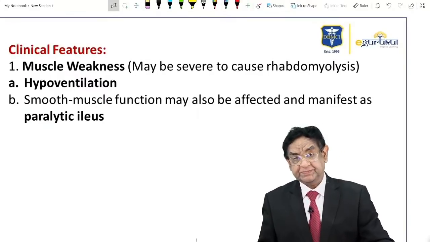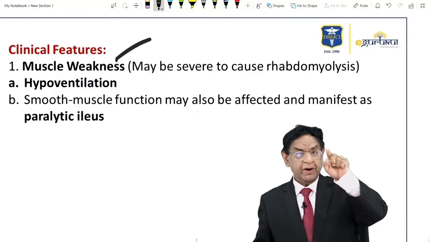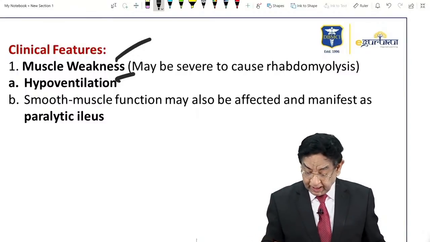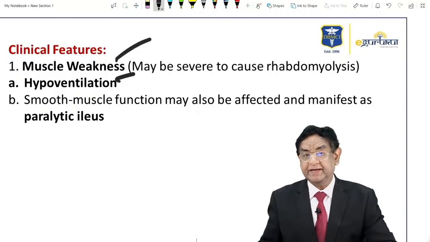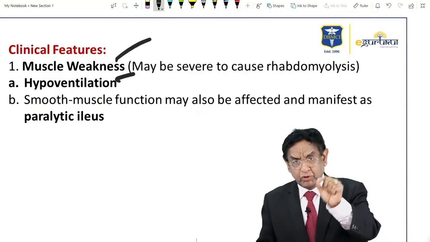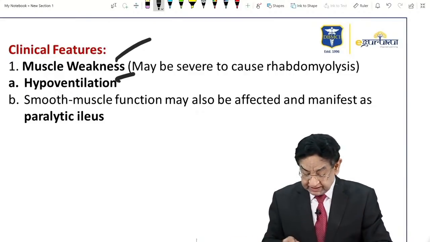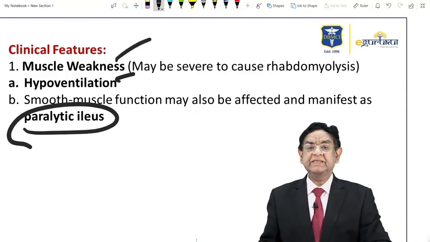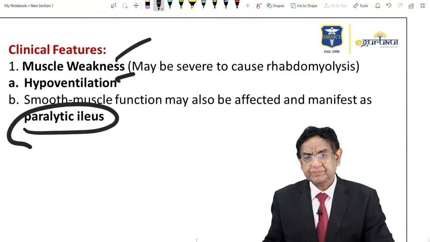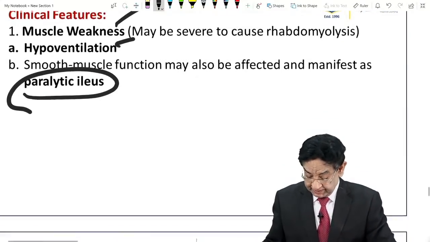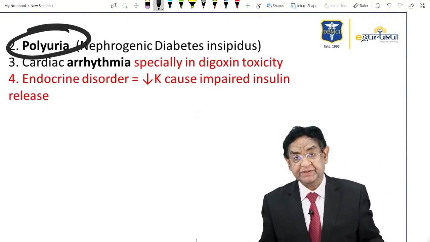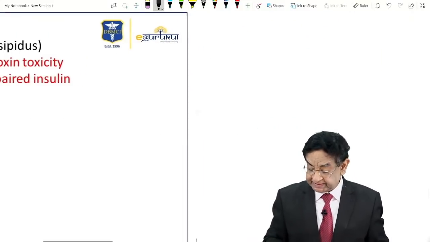The clinical features: muscle weakness. Point to be noted, the same happens in hyperkalemia also. Hypoventilation, the same thing happens in hyperkalemia, muscle weakness. But one more thing which is often seen is paralytic ileus. It is the weakness of the intestinal muscle. This is more seen in hypokalemia. Polyuria is an additional finding that we get in these patients. Why? Let's learn the basic concept.